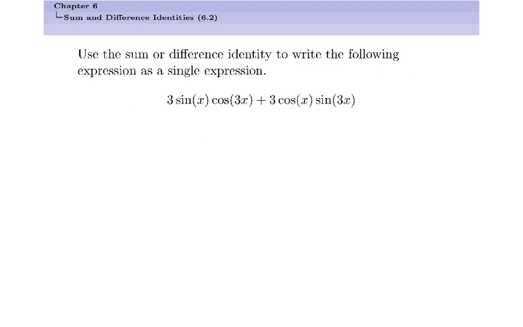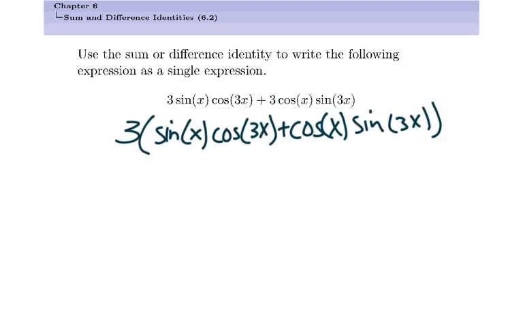Use the sum or difference identity to write the following expression as one. So notice how it looks like it's the sine with the sum in between because they're alternating: sine, cosine, cosine, sine, and these values stayed the same. But what's throwing this off is this 3 out in front. So I'm going to get rid of this 3. So I factored that 3 out in front.